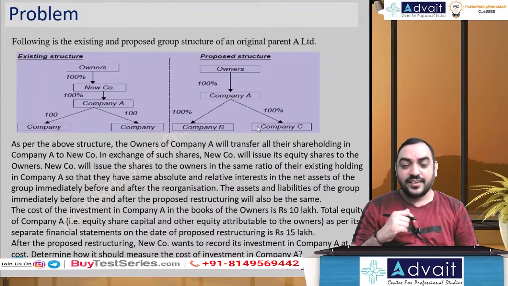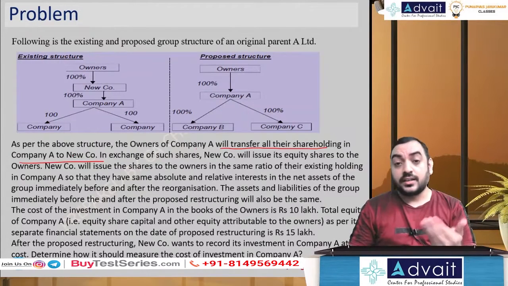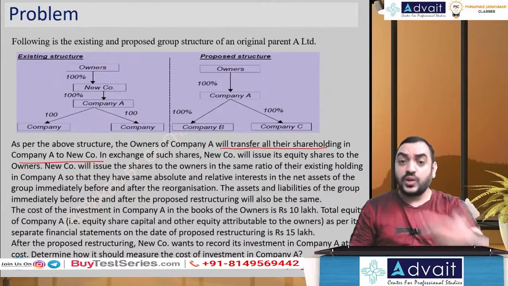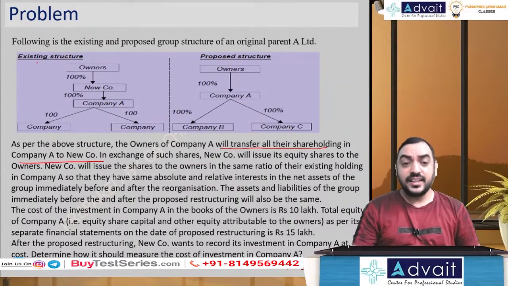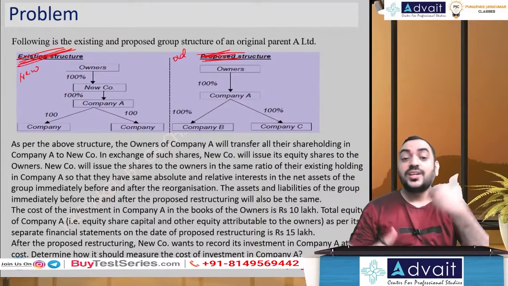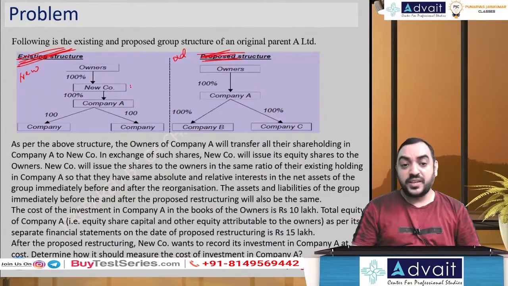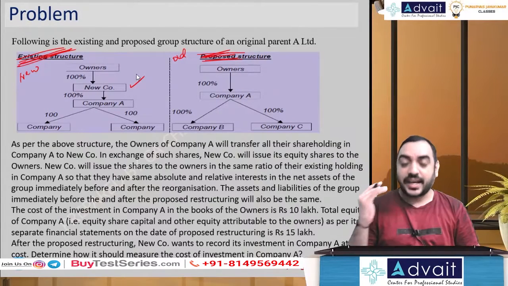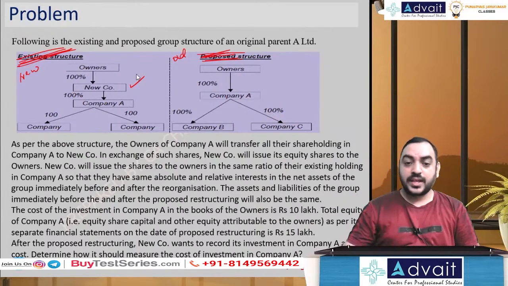And what they tell, under the proposed structure, owners of company A will transfer their shareholding in company A to a new company. So new company is getting added. In which situation? The new company is getting added only in the proposed situation, right? So my understanding, these two headings are reversed. In the sense, this is the new structure, this is the old structure. So in the new structure, owners are transferring the shares to the new company. So new company is being formed in the proposed structure is my understanding. If I am wrong, please correct me. I will correct it in the subsequent classes.